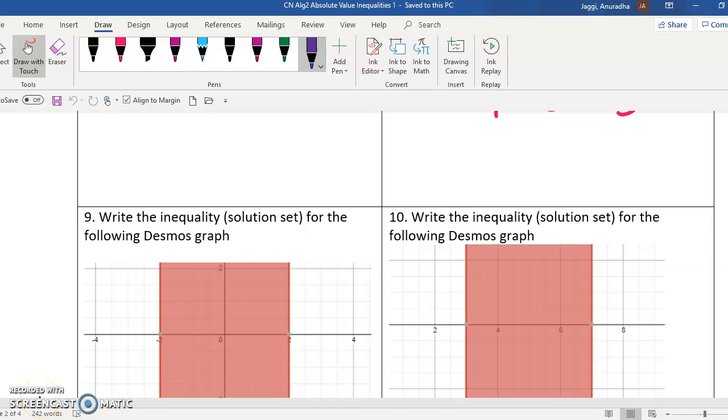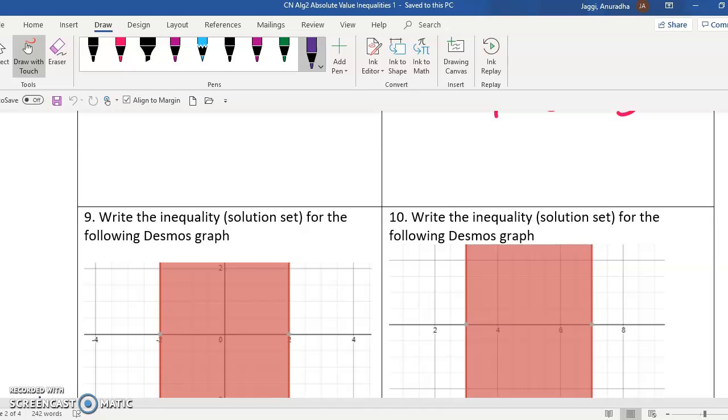Hello students. In the previous video, we started with an introduction to absolute value inequalities. We also talked about and/or inequalities. So let's have a quick brush up of what we learned in the previous video.